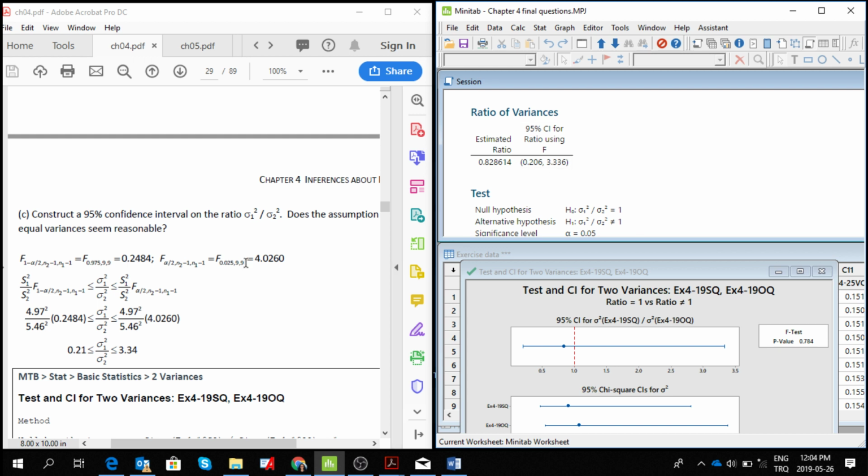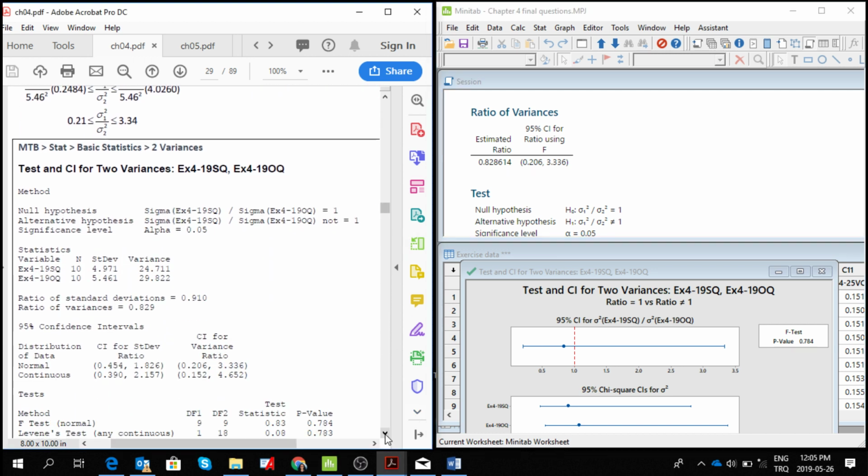Let's compare this result with the solution done by hand. It is really true: 0.21, 0.21, that's true, and the upper bound is 334, that's true. Okay, this matches.